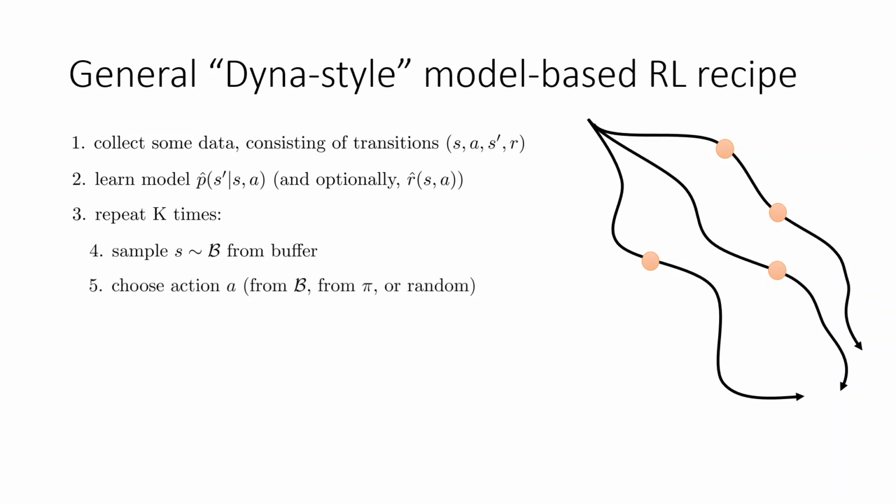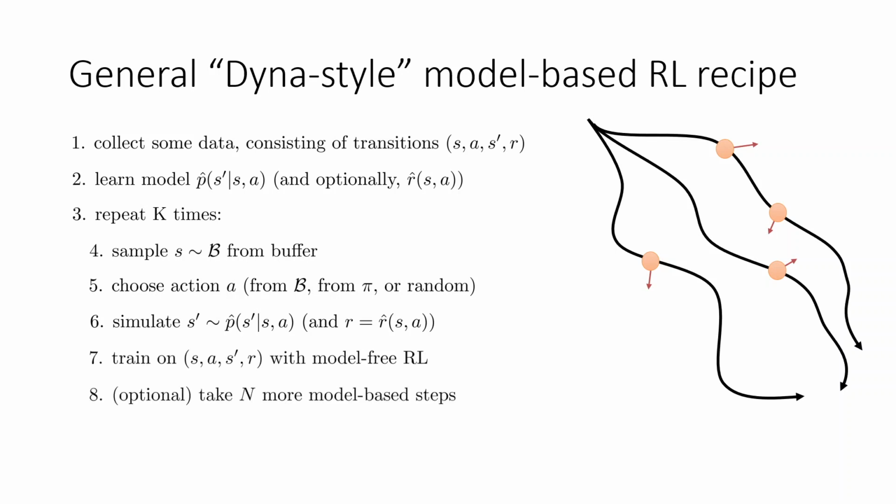saw in your buffer, choosing some actions in those states, and again, you can make a choice as to whether that action is chosen from the buffer as well, from your latest policy, or even with some exploration strategy, or even entirely at random. And then simulate the next state from your model. And if you don't know the reward, then simulate the reward from your reward model. And potentially do this for multiple steps, right? And then you can use this to train your model-free RL algorithm, your Q-learning algorithm, using simulated data.